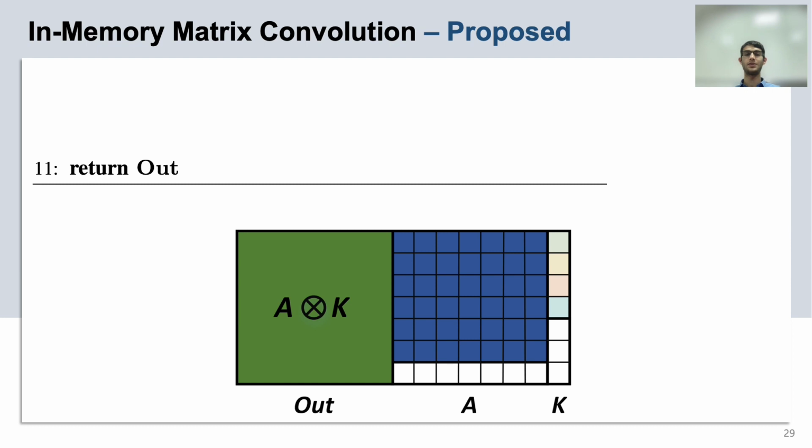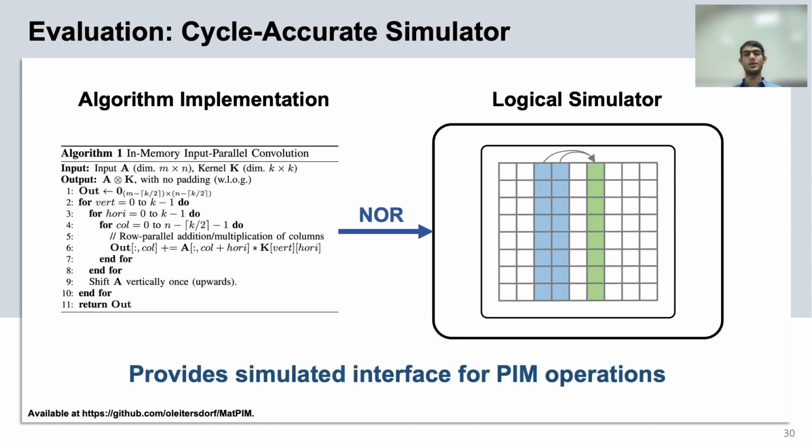Let's move on to evaluation. Our evaluation methodology involves a cycle-accurate simulator. The basic idea is that we take our algorithm, we implement it in NOR gates, and then we have a simulator that simulates the logical interface of memory. The simulator receives NOR instructions from the algorithm, performs them blindly, and at the end, after performing all the NOR gates, we check to see if the output that was computed is the desired result.